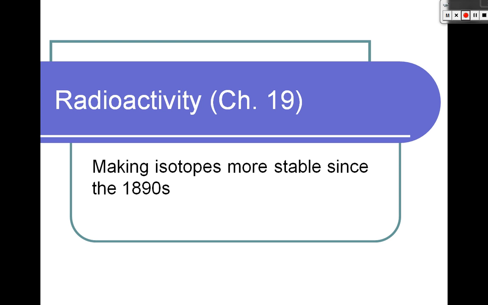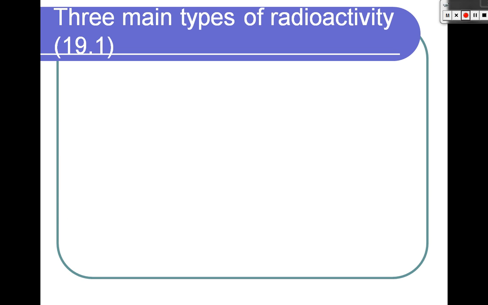And radioactive elements in general kick out extra particles in their nucleus, whether it's protons or neutrons, in order to become more stable. In radioactivity, we say making isotopes more stable. Radioactivity was really discovered in the 1890s. So there's 3 main types of radioactivity.